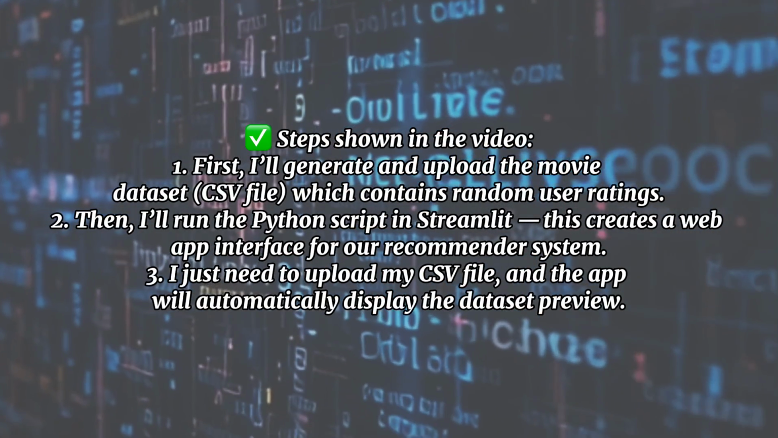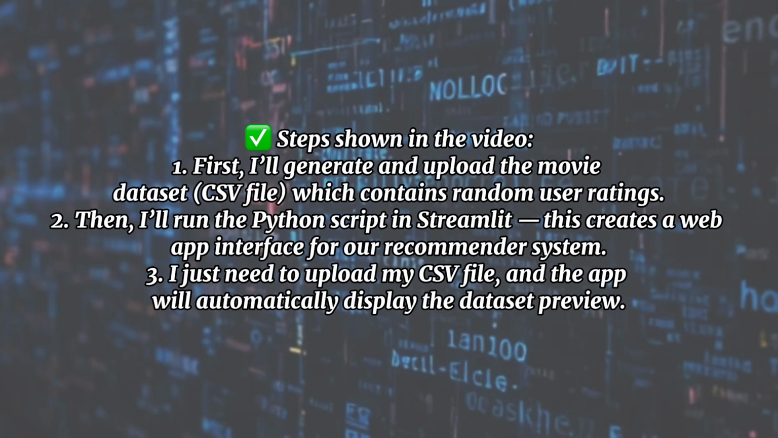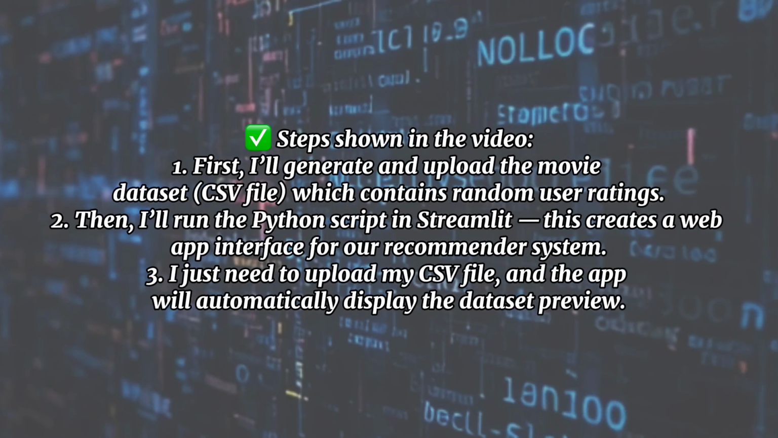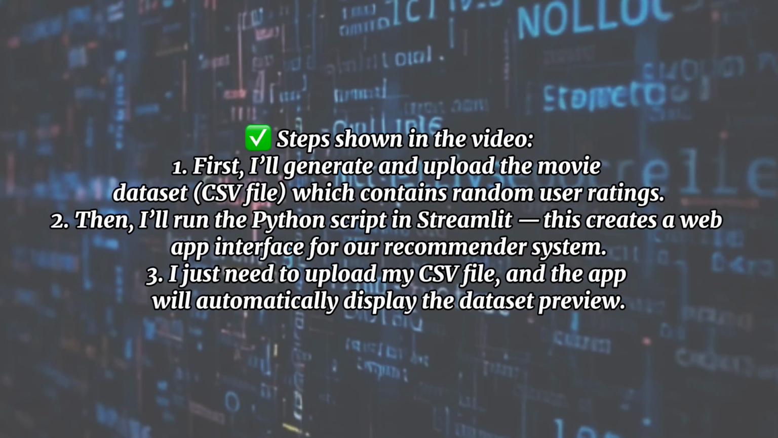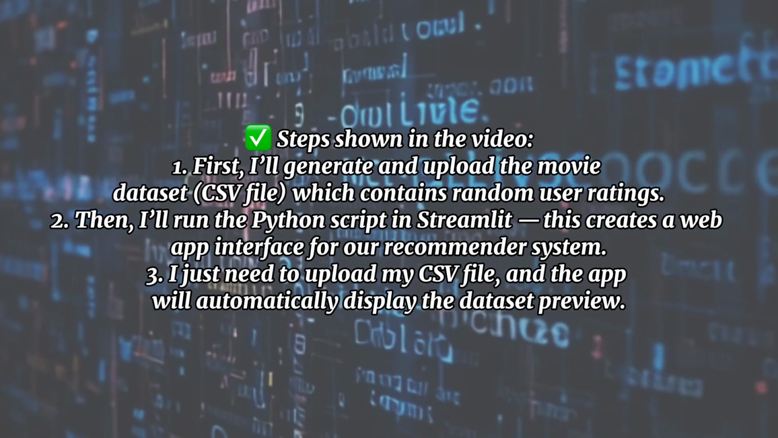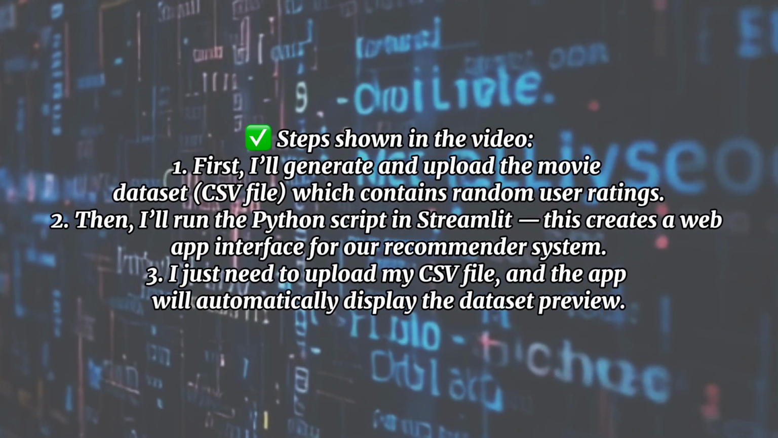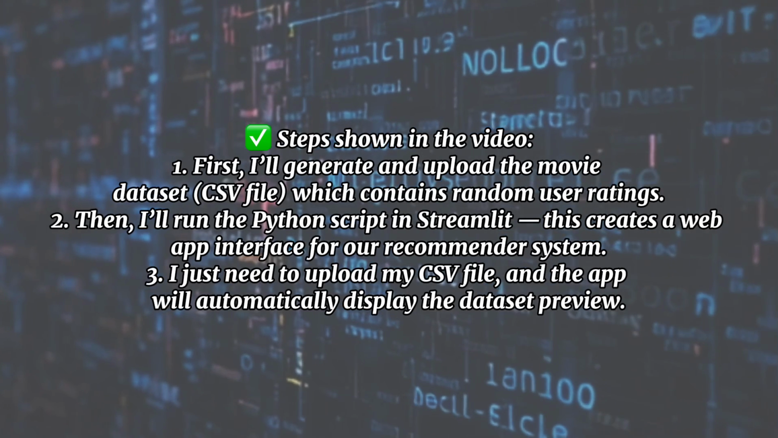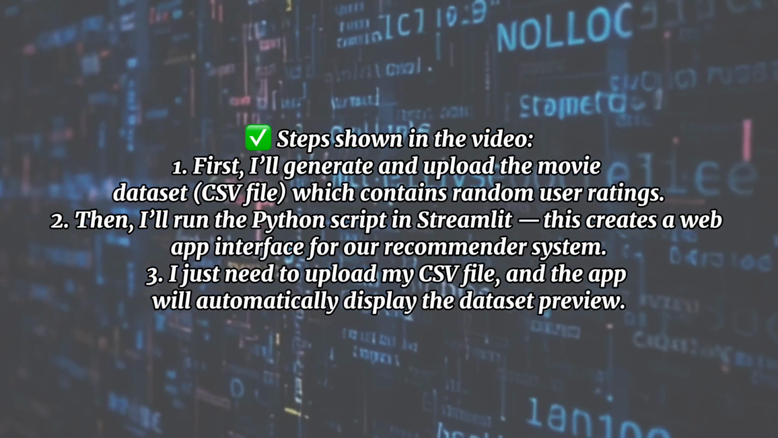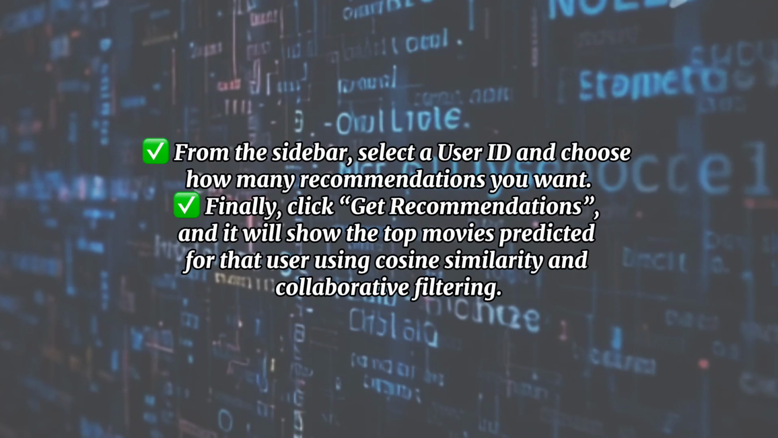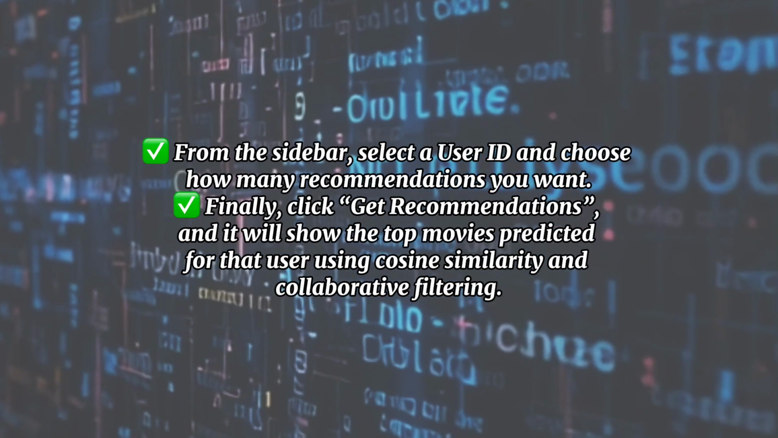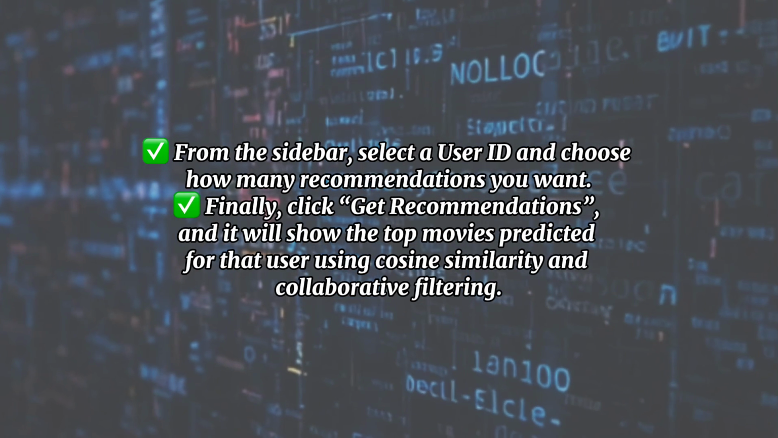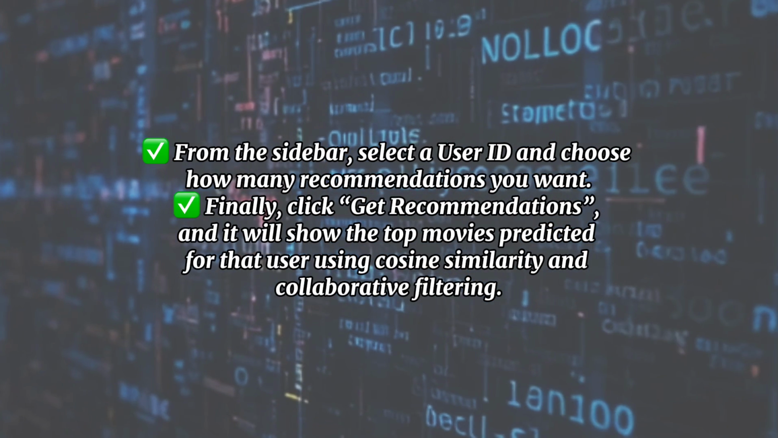Steps shown in the video. 1. First, I'll generate and upload the movie dataset CSV file, which contains random user ratings. 2. Then I'll run the Python script in Streamlit. This creates a web app interface for our recommender system. 3. I just need to upload my CSV file and the app will automatically display the dataset preview. From the sidebar, select a user ID and choose how many recommendations you want. Finally, click Get Recommendations, and it will show the top movies predicted for that user using cosine similarity and collaborative filtering.